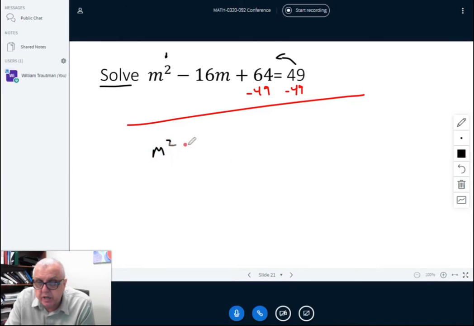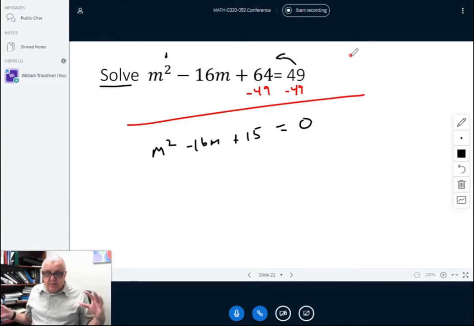And I get m squared minus 16m. 64 minus 49 is 15. And 49 minus 49 is 0. So if you have an x squared or an m squared, everything has to go to its side. It is. And now we're solving for m.